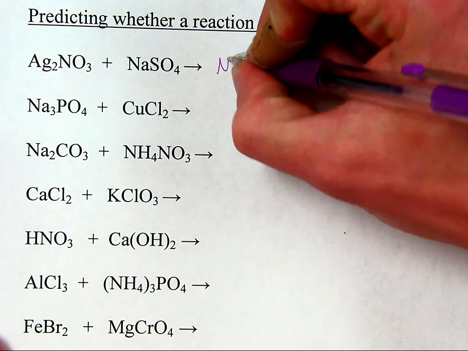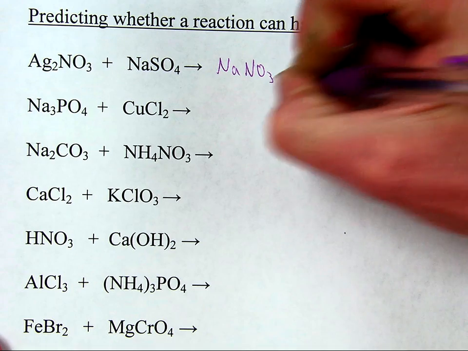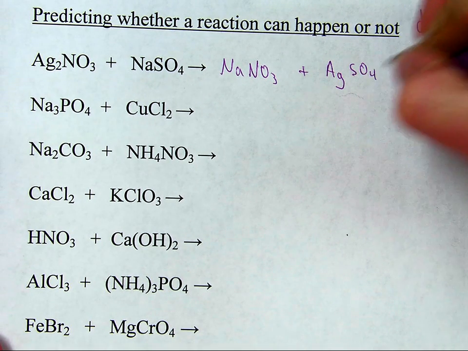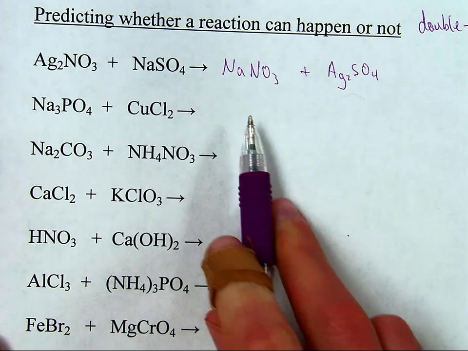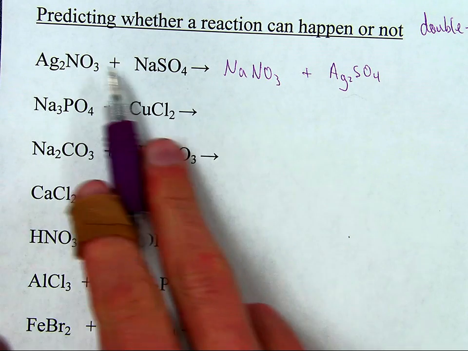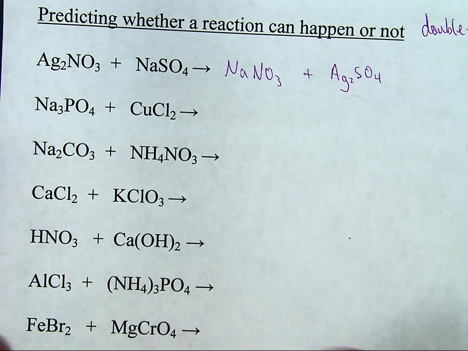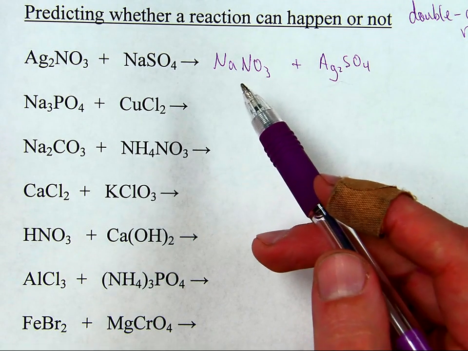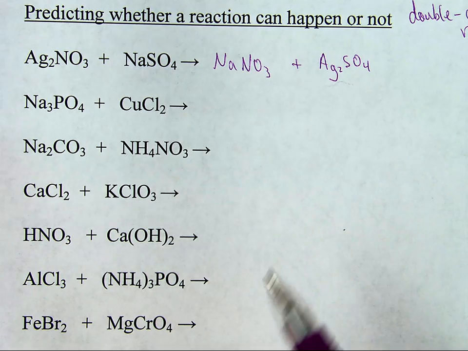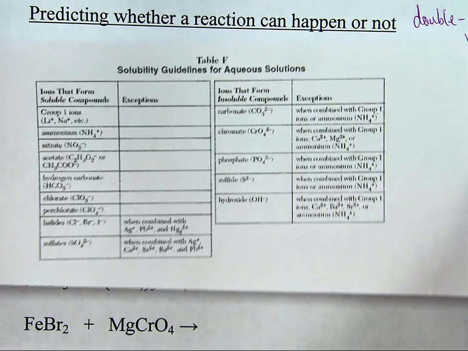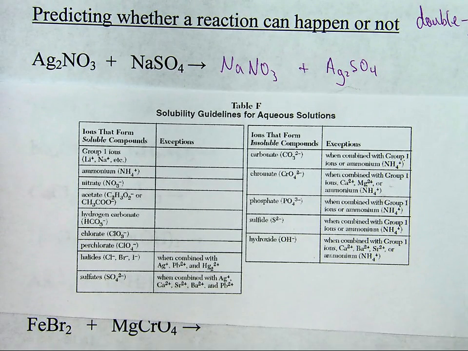So I have sodium nitrate plus silver sulfate. I guess I might as well balance: one sodium, one sulfate, one nitrate, two silver, okay? But that's a little beside the point, because here I just want to find out whether or not it's even going to happen. I need to use the solubility table, which looks like this, to determine for each of these substances whether it is able to dissolve in water or not.